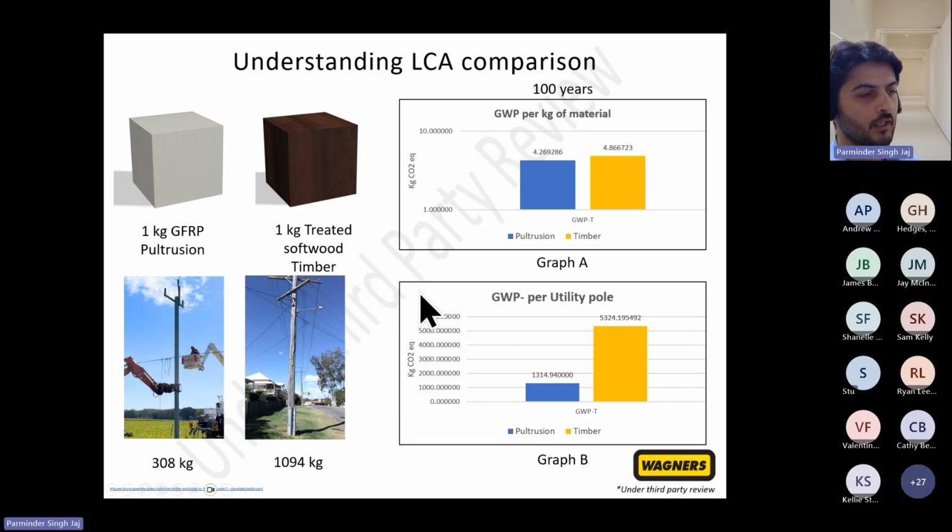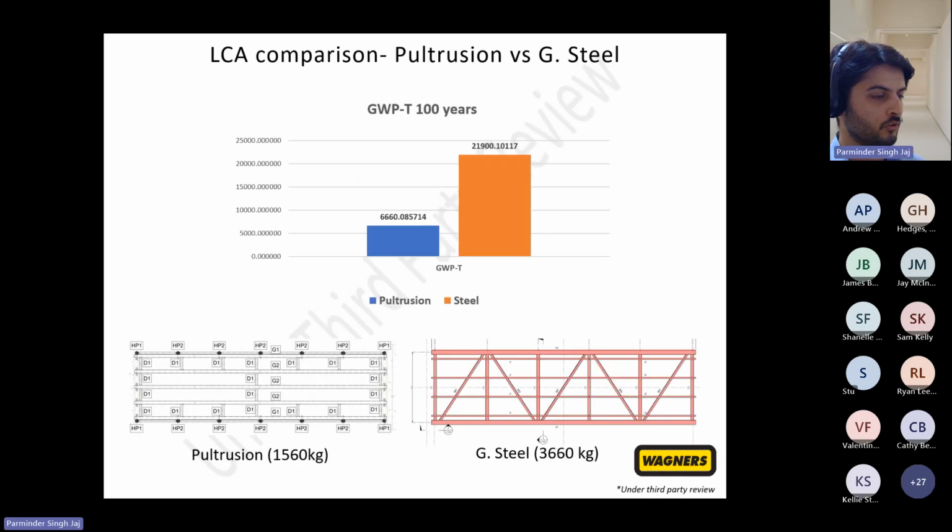So it's more about a practical approach of comparison, not just kg to kg or just on paper. If we compare the same scenario, let's say we are making a bridge out of pultrusion and steel. This is one of the projects we have done with our clients, and the designs are verified through third parties.